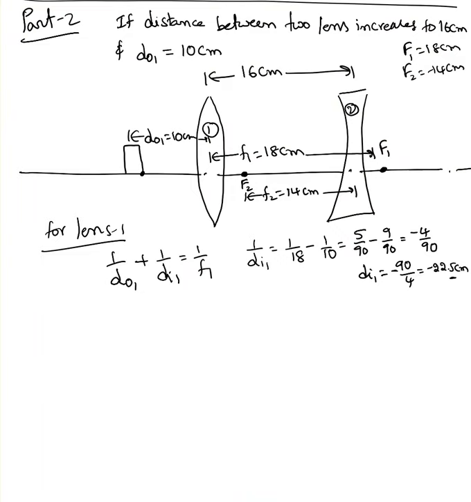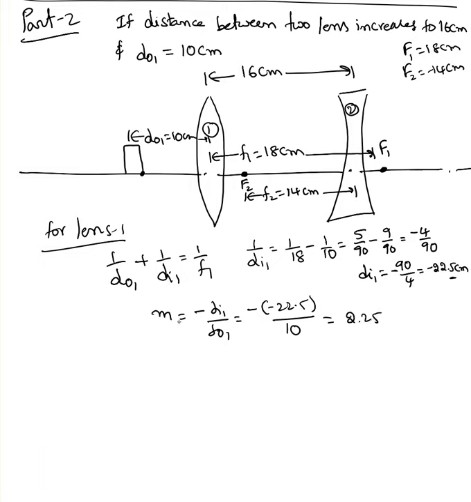So for lens 1, 1 over distance of object 1 plus 1 over distance of image 1 equals 1 over f1. So 1 over distance of image 1 is 1 over f1, which is 1 over 18, minus 1 over distance of object 1, which is 10 centimeters. So I end up with the distance of image 1 as negative 22.5 centimeters. So I have a negative number, so that means the image is on the front side. And m equals minus distance of image 1 over distance of object 1, which is negative of negative 22.5 divided by 10, which is positive 2.25.